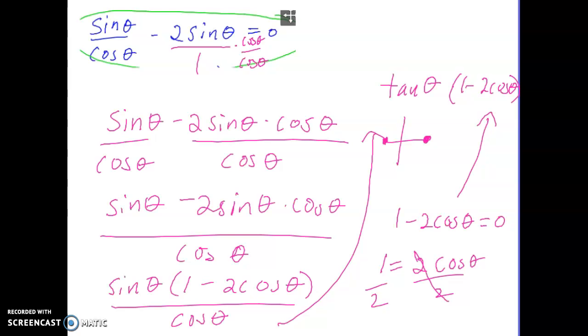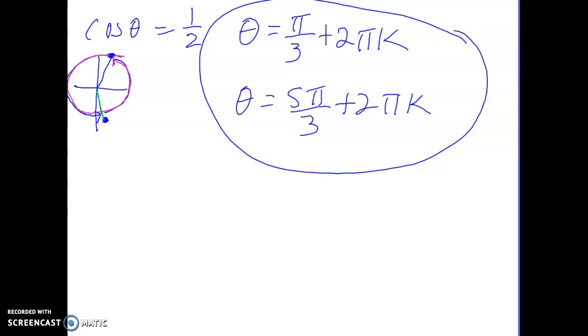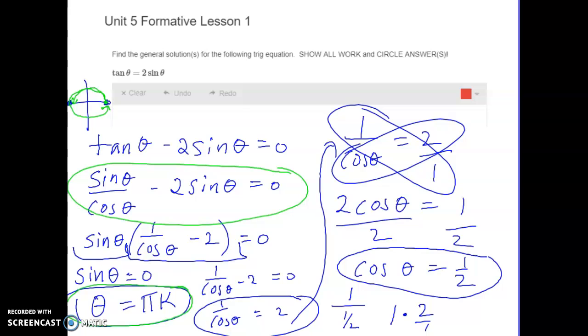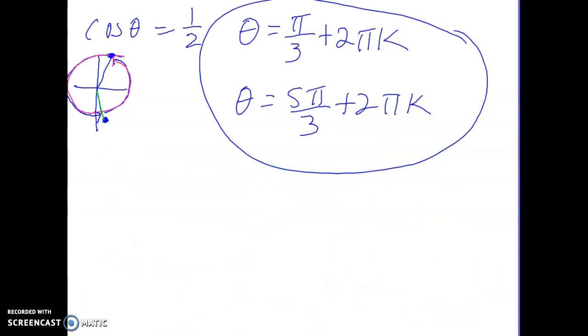So did I give you the answers? I did. Since the original question is asking for the general solutions, the answers are right here. Theta equals pi k, and theta equals pi over 3 plus 2 pi k, and theta equals 5 pi over 3 plus 2 pi k.